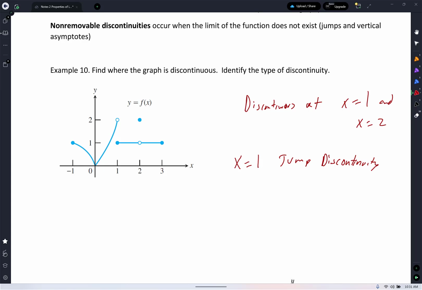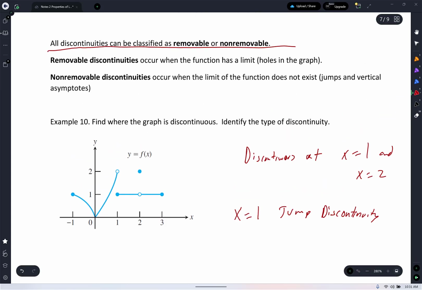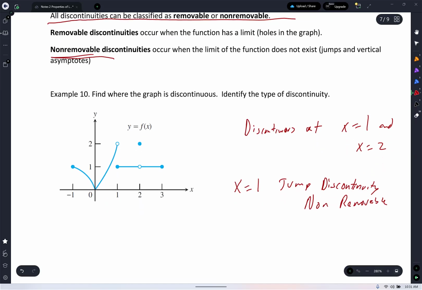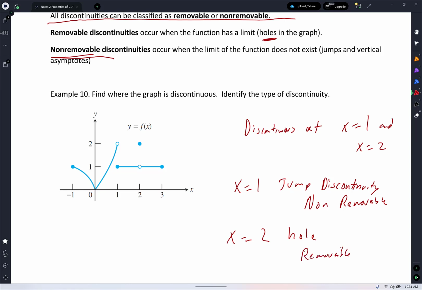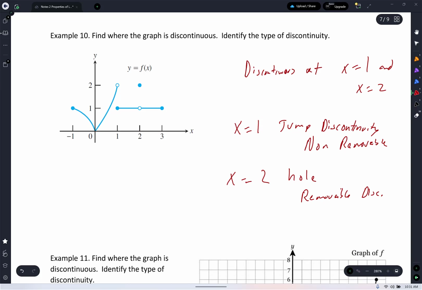Okay. It's a jump discontinuity. It's non-removable. All right, what about at x equals 2? It's removable. It's called a hole, and that is removable discontinuity. And that's it. That's all they wanted. And that's what you're going to do today later on in your delta.